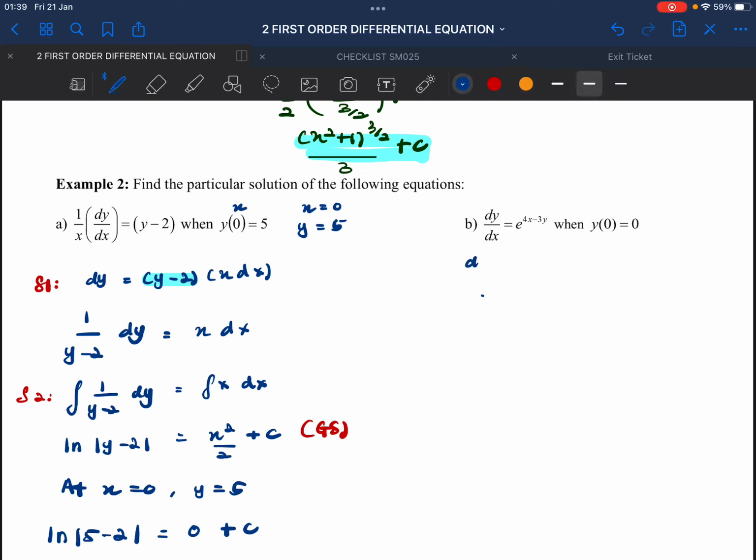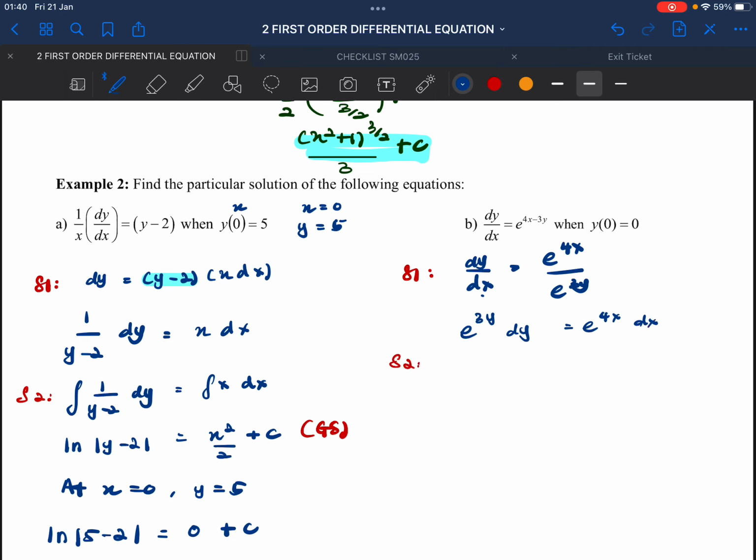So the first step is dy over dx. We can separate this part here because we have x and y. The first step is you have to separate x and y. So we can use the index rule. That means if the power is minus, we have a division there. So e4x divided by e3y. Now we can separate x and y. So we will have e3y dy and e4x dx.